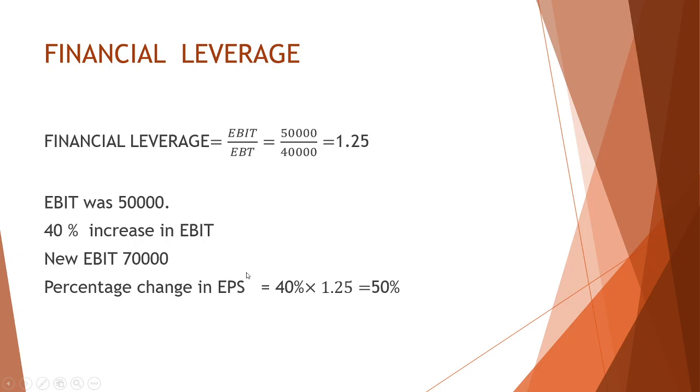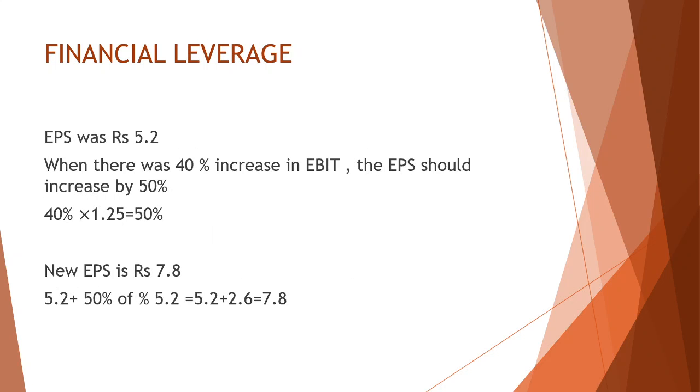So what does it mean? For a change in EBIT, the EPS will change 1.25 times. So if it changes 40%, how much will it change? 40% into 1.25 times. The EPS will increase by 50%. Let us see whether the EPS has increased by 50% or not. What was the EPS in the first situation? EPS was 5.2 rupees. When there was a 40% increase in EBIT, the EPS should increase by 50%. That's what we have calculated using the financial leverage. The new EPS is 7.8 rupees, isn't it?